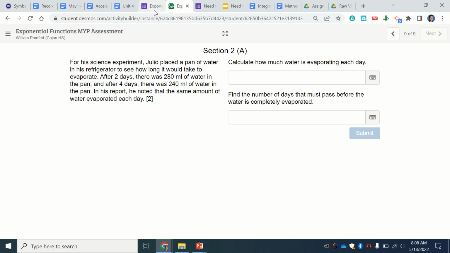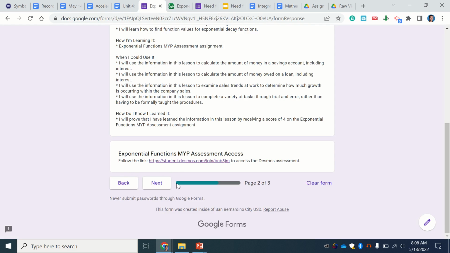When you're done with that, you'll go back to your Google form, click Next. This will send you to your Before You Go. Make sure you fill out your Before You Go and then submit your work on Google Classroom.